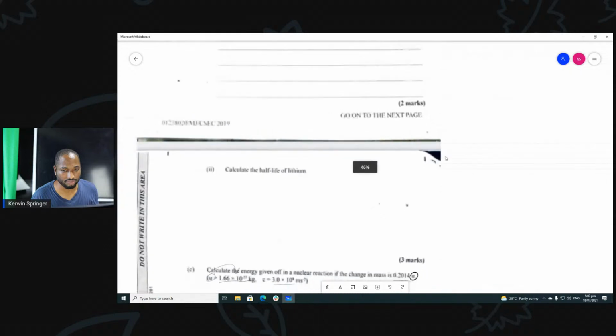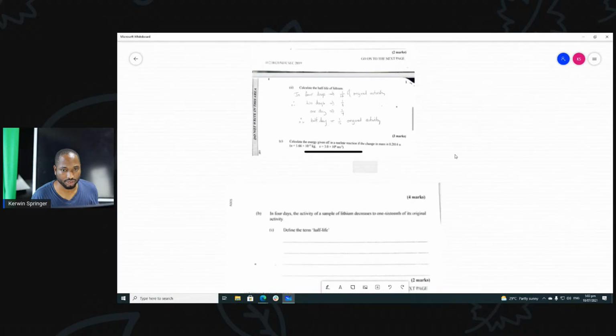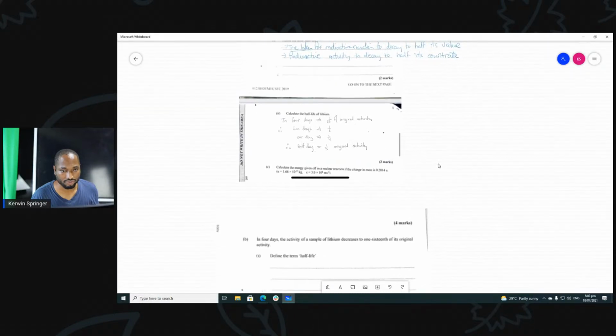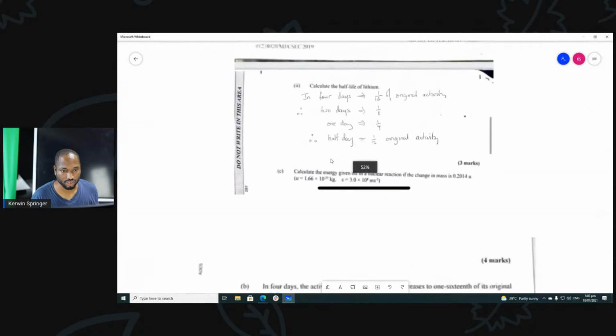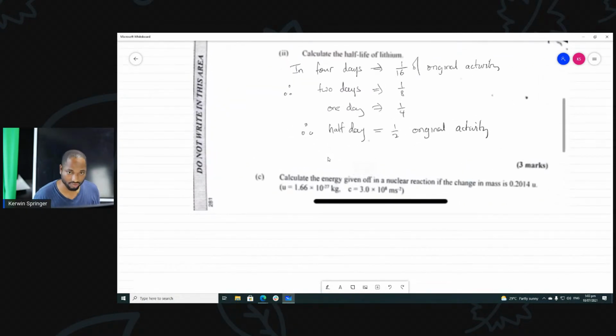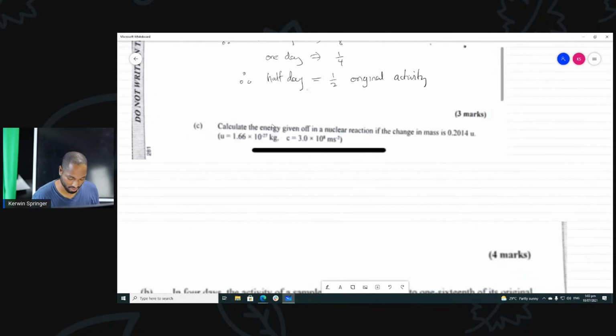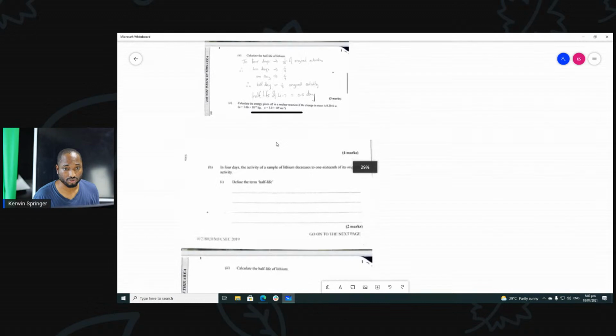We have the half-life, we do that up here. So we could write what the half-life is. Half-life of lithium-7 equals 0.5 days, or half a day, 12 hours.